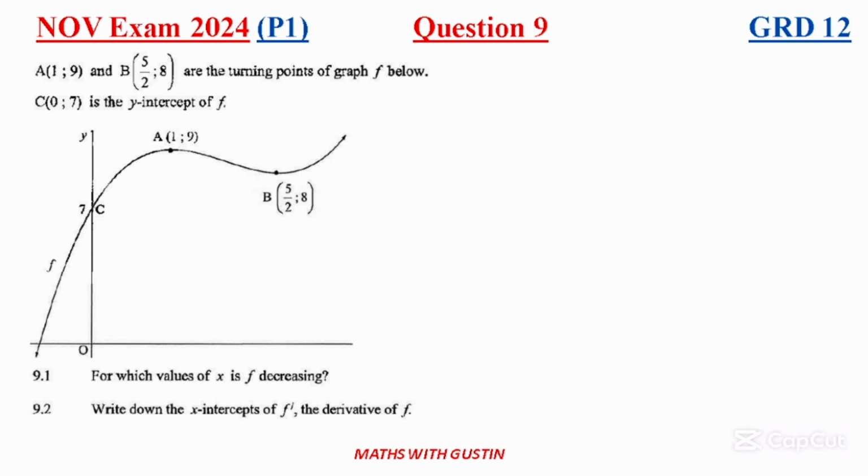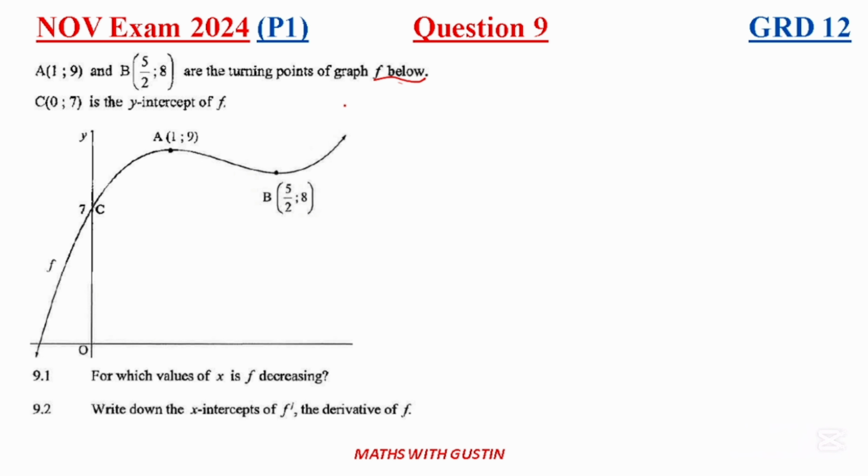All right, guys, now let's have a look at question 9. It was a cubic function that was given. A, which is (1; 9), and B, which is (5/2; 8), are the turning points of a graph. I think you must go and watch a video on this channel that explains all the different kinds of questions that they might ask you when it comes to cubic functions.